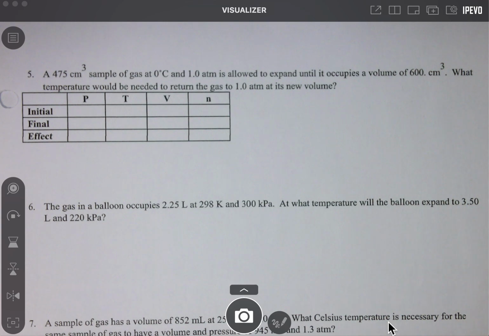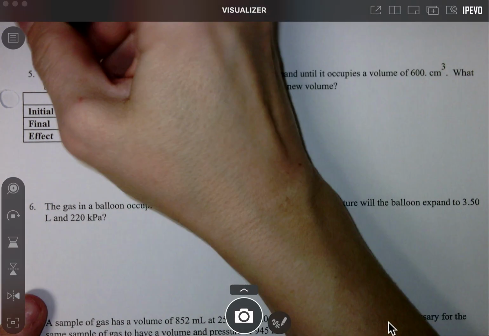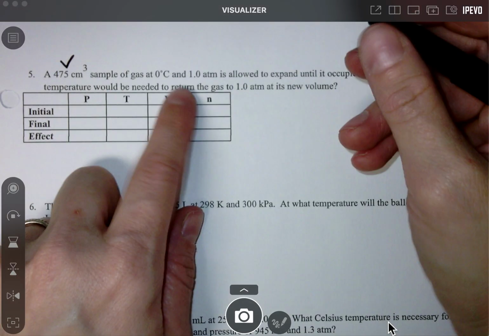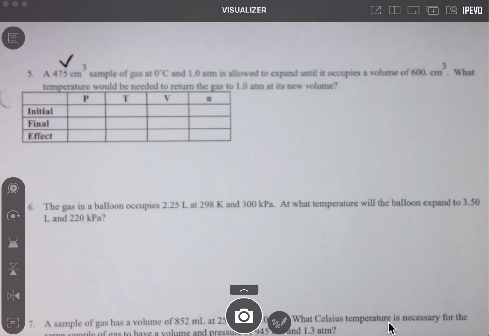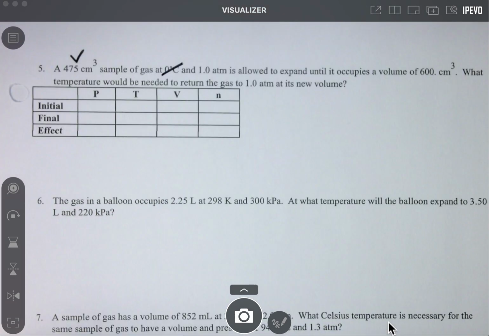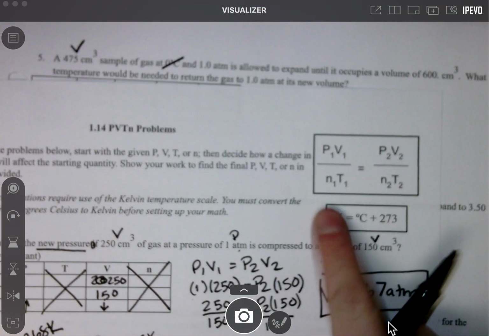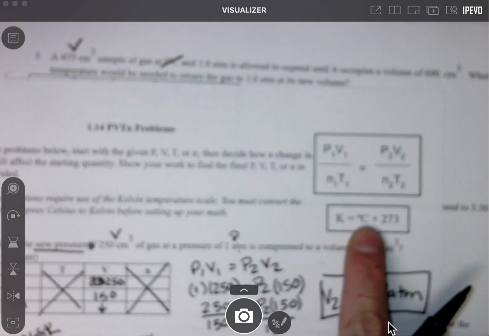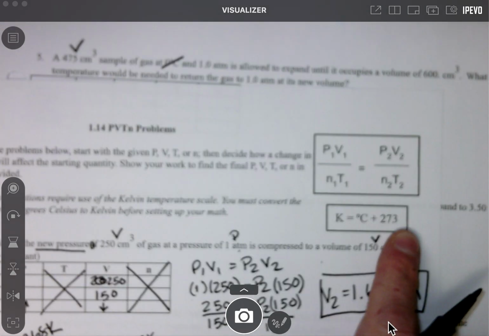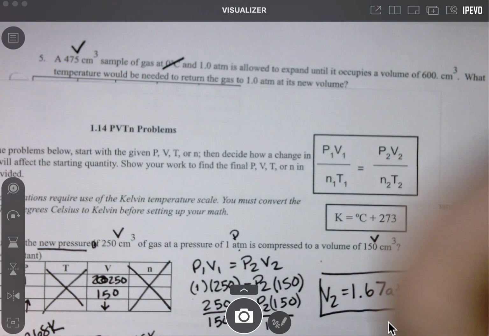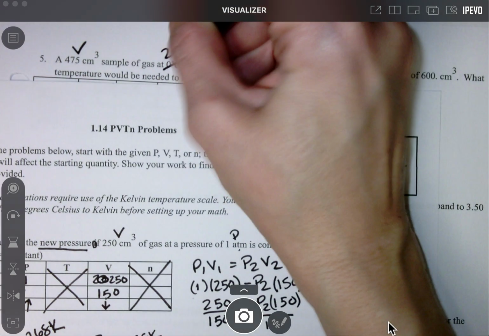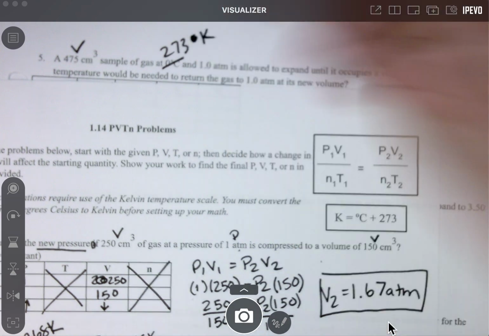Okay, so for number 5, we have a 475 centimeters cubed, so that's volume, sample of gas at 0 degrees Celsius, so we never want degrees Celsius. From the front side, we have this equation, kelvins is equal to degrees Celsius plus 273. So I'm going to add 273 to 0, which is just 273. Oops, no degrees. Kelvins.